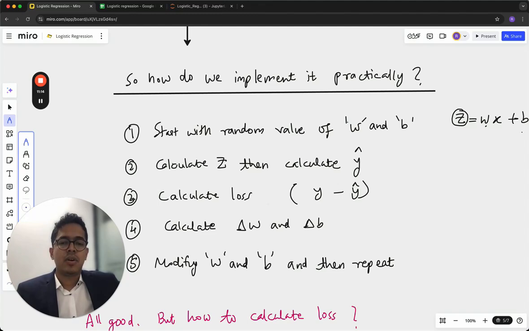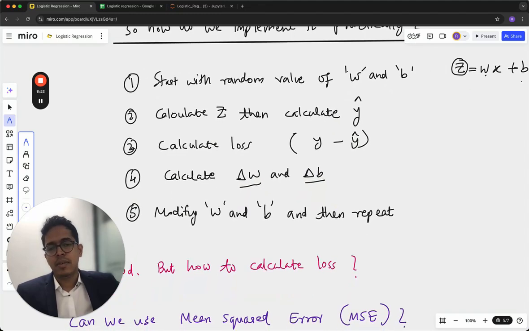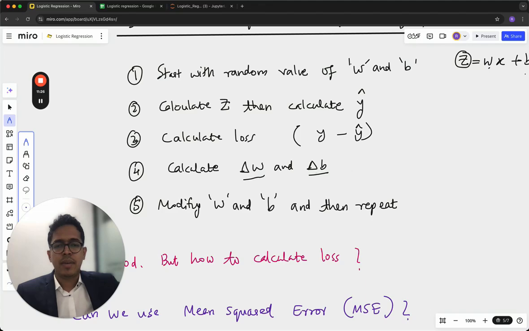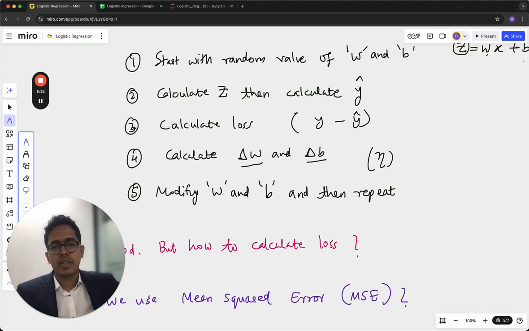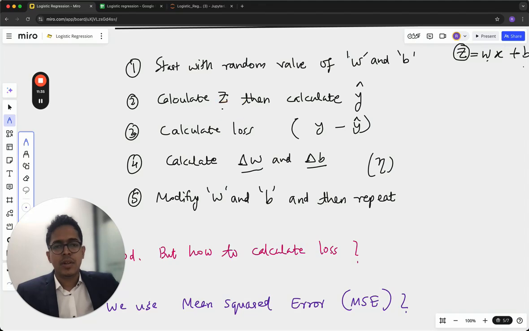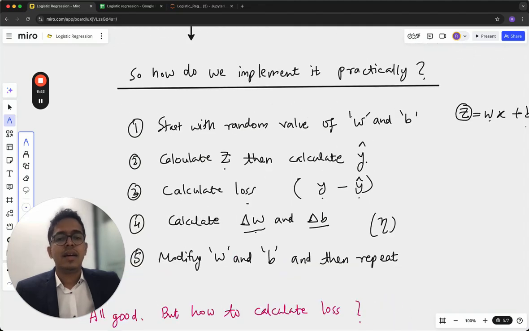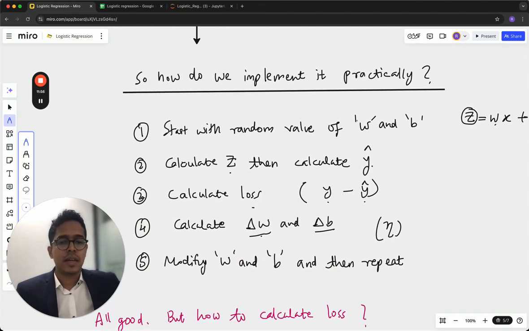Now, this difference or this loss will help us calculate the change that we have to bring in W and B. It may be positive or it may be negative. And then we modify W and B based on this calculated value of change and also by using a learning parameter, which you will see soon. And then you repeat the process. Once you modify W and B, you again calculate Z, then you calculate Y cap, then you calculate the loss, which is the difference between Y and Y cap. Then you again calculate delta W and delta B, and then you repeat this until a point where the loss is minimized or the loss reaches a value which you are comfortable dealing with. So this is the algorithm that we'll be following to implement logistic regression.